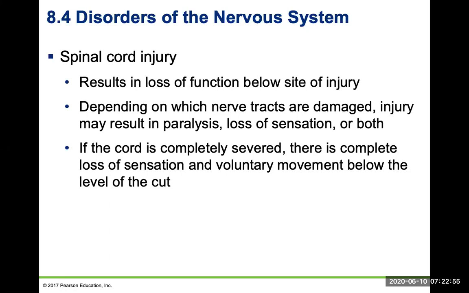A spinal cord injury results in loss of function below the site of the injury. So depending on which nerve tracts are damaged, the injury could result in paralysis or loss of sensation, or both. If the cord is completely severed, there's complete loss of sensation and voluntary movement below the level of the cut.